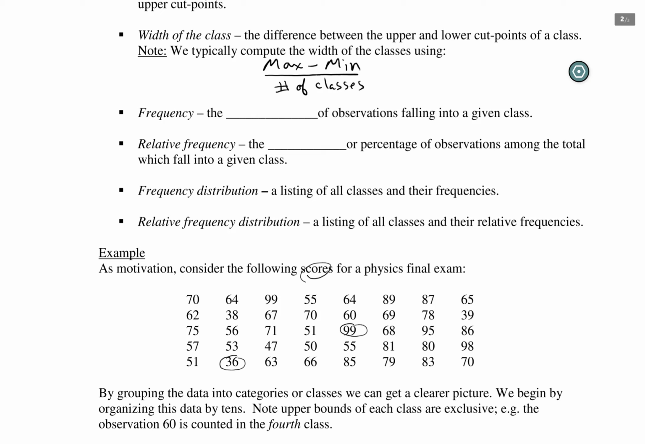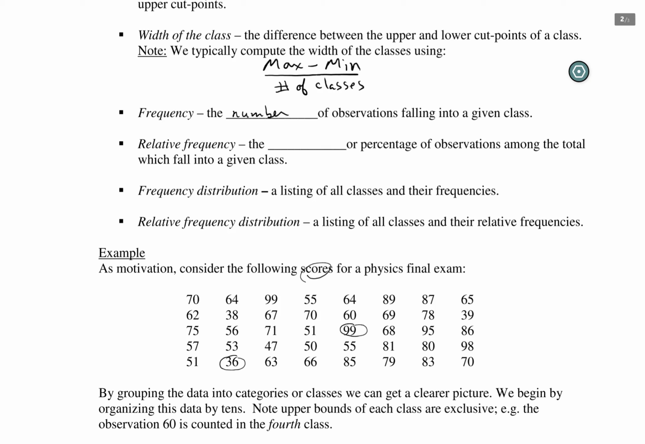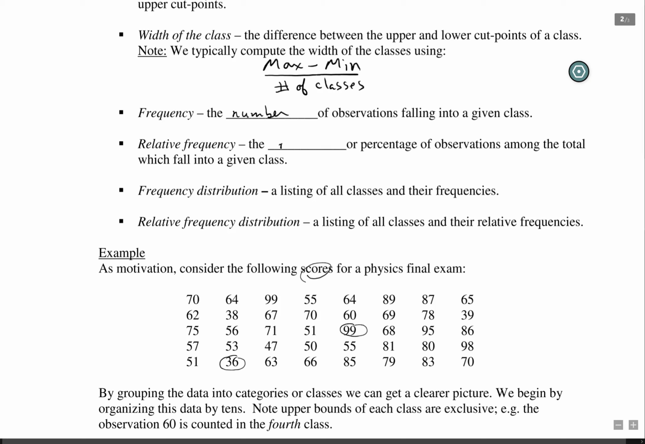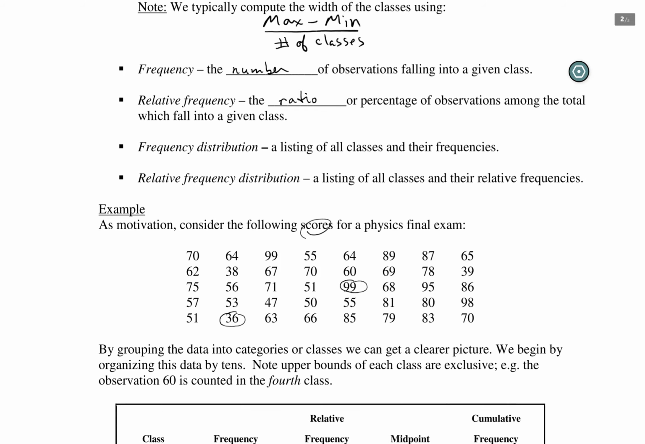Okay, next item, the frequency of a class is the number of observations. So it's just the raw number of observations that fall into a given class. The relative frequency is the ratio or the percentage of observations that fall into a given class. And we think of the frequency distribution and the relative frequency distribution. We're looking at a listing of the classes and their associated frequencies or their associated relative frequencies.